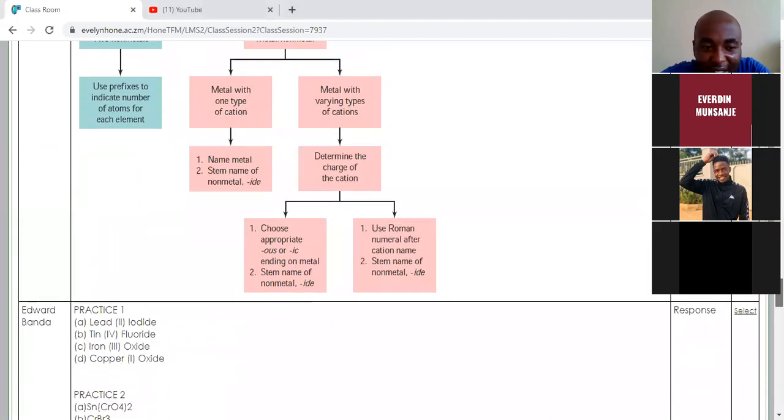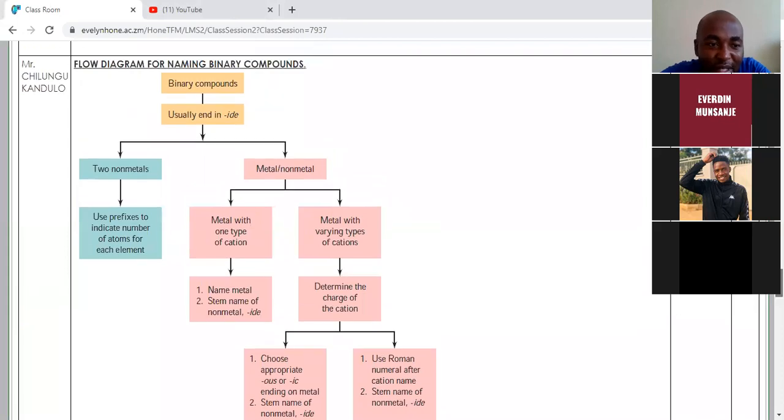The rest is here, a summary of how to name the binary compounds. If you have two non-metals, you use a prefix. Then you have metal and non-metal. If there's a fixed charge, you just name the metal, and then the second name is the only one that ends with -ide.